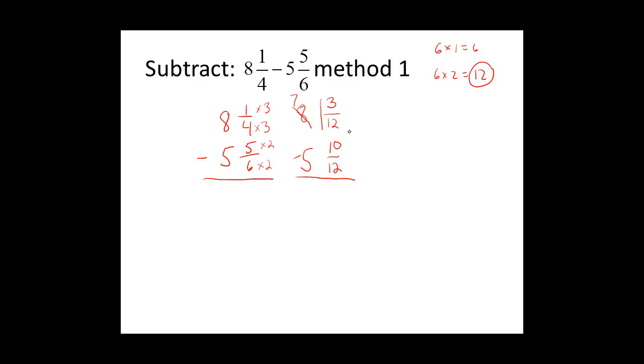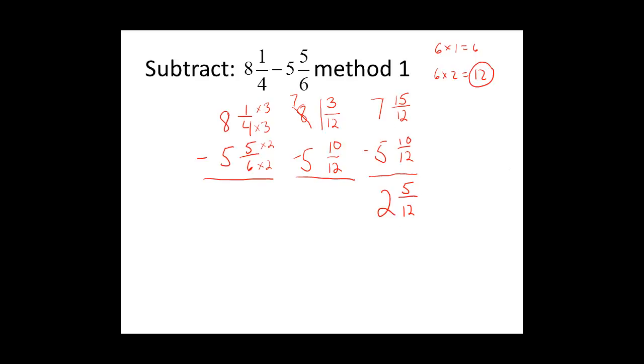Now we will take this 1 and 3/12 and make it into an improper fraction. 1 times 12 is 12, plus 3 is 15 over 12. Our whole part is now a 7. And now let's look at our fraction parts and try to subtract. 15 minus 10. We can now do that. 15 minus 10 is 5 over 12. And 7 minus 5 is 2.